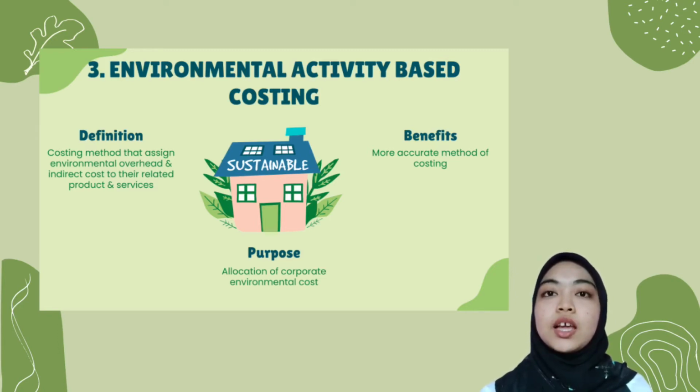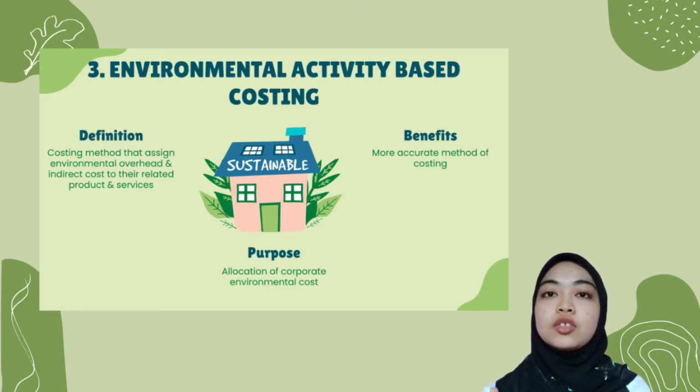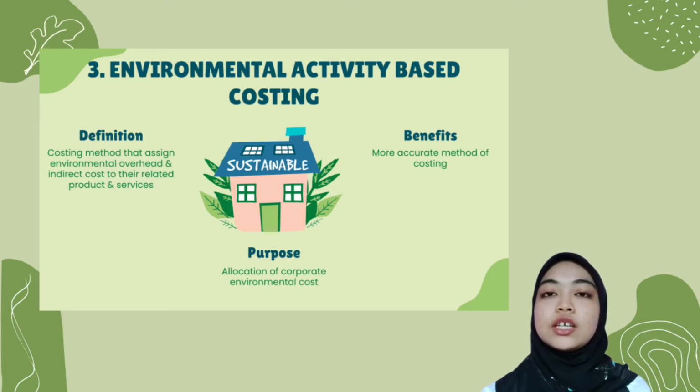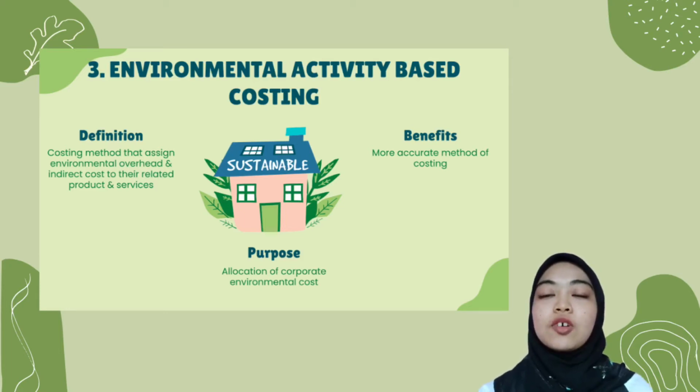In an environmental accounting context, it distinguishes between the environment-related costs, which can be attributed to the cost center, and environment-driven costs, which tend to be hidden in the general overhead. The definition of ABC is the costing method that assigns environmental overhead and indirect cost to their related products and services. The purpose of conducting ABC is to allocate the corporate environmental cost.